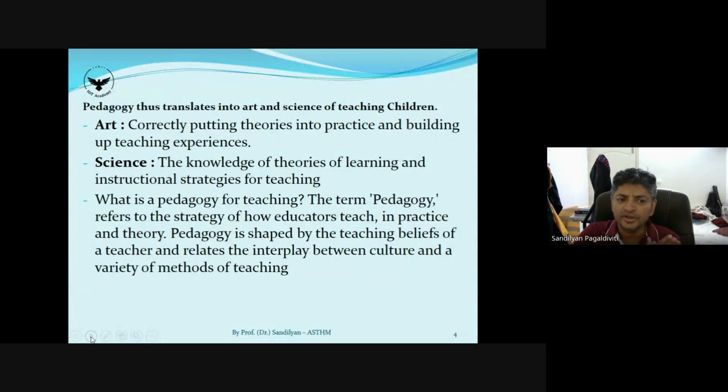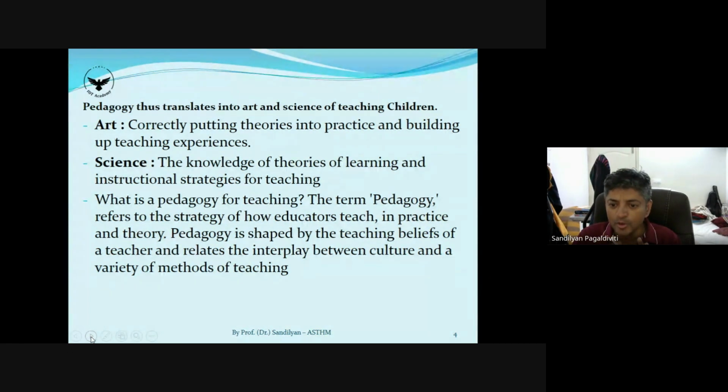The knowledge of the theories of learning and the different strategies that you use, we will be discussing a few of these. So that is the science part, and the art part is the ability to build theories and put them in practice. What is a pedagogy for teaching?